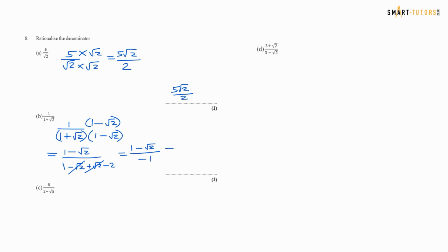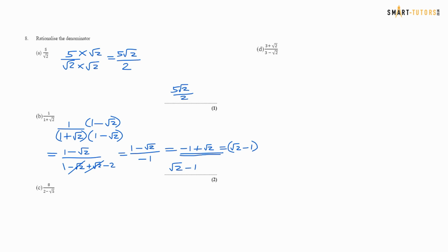So now if you want, you can simplify. 1 divided by minus 1 is minus 1. Minus root 2 divided by minus 1 is plus root 2. So the answer is root 2 minus 1 for the B part. So root 2 minus 1. Or you can leave it as 1 minus root 2 over minus 1, but if they ask you to simplify, it would be better to write it as root 2 minus 1.